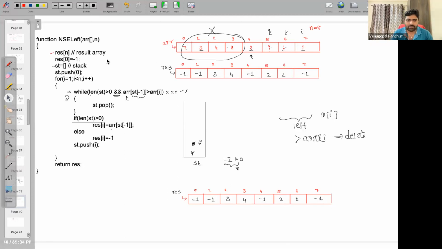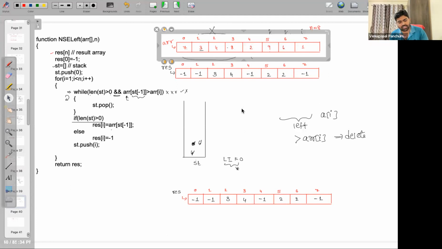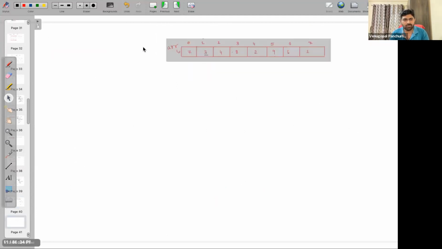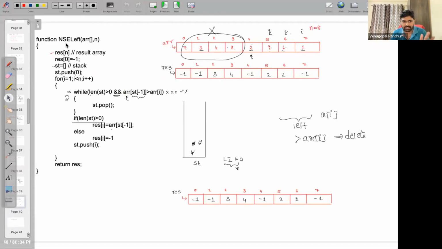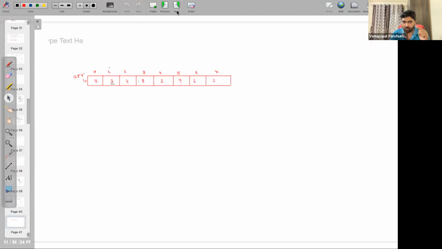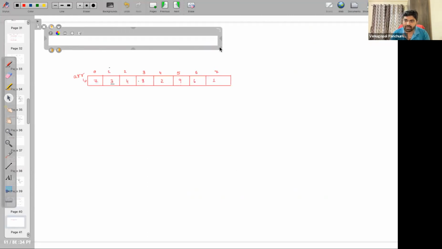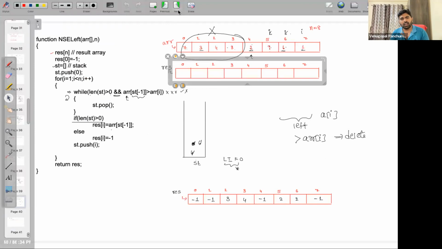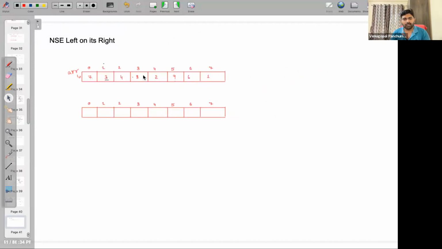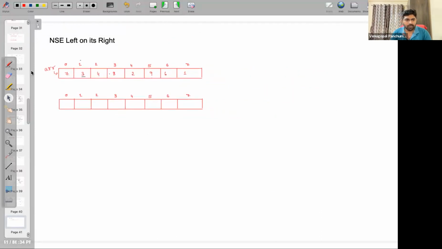Okay. Next question. Again, I will use the same kind of input for the next question also. This time I will write: previously, we have seen nearest smaller element to the left. Now I will explain nearest smaller element to its right. So nearest smaller element on its right. Okay. So same input I am taking, friends. So let me write the output array. Okay. Now check this. So this is the result array.